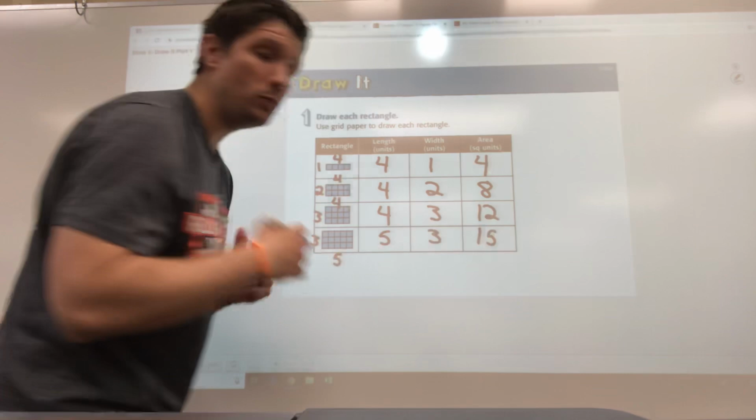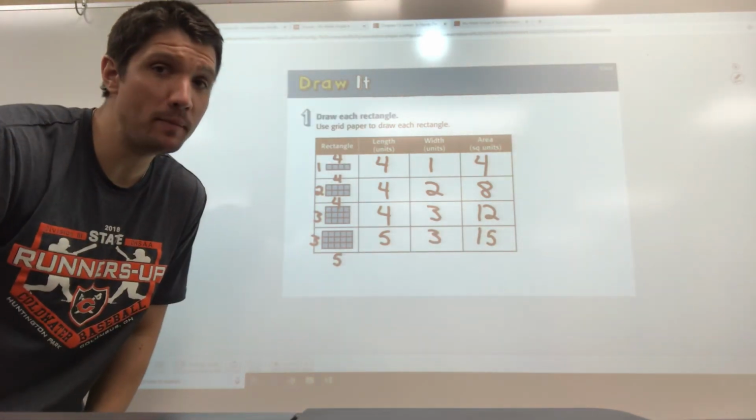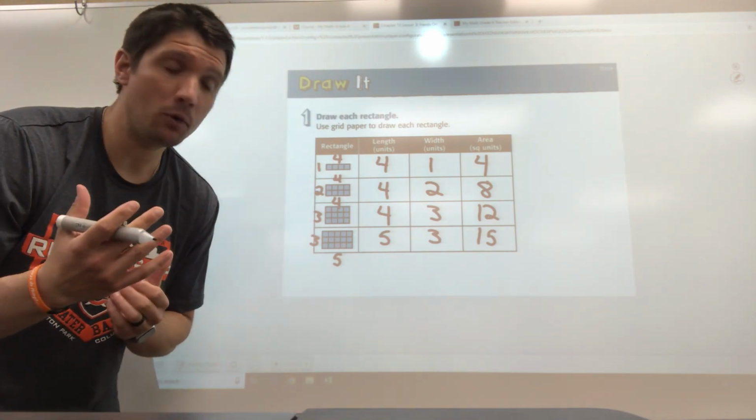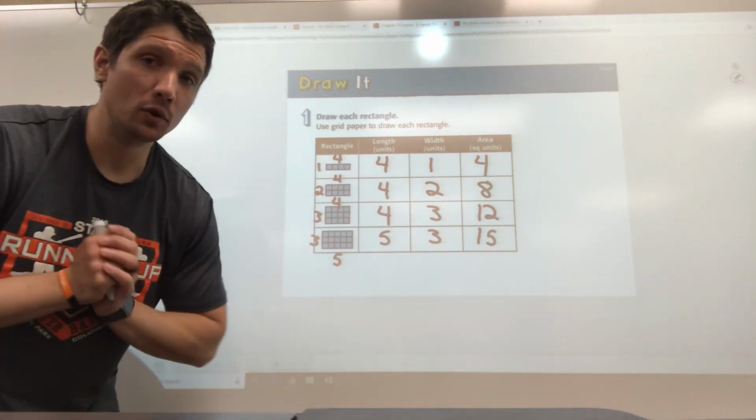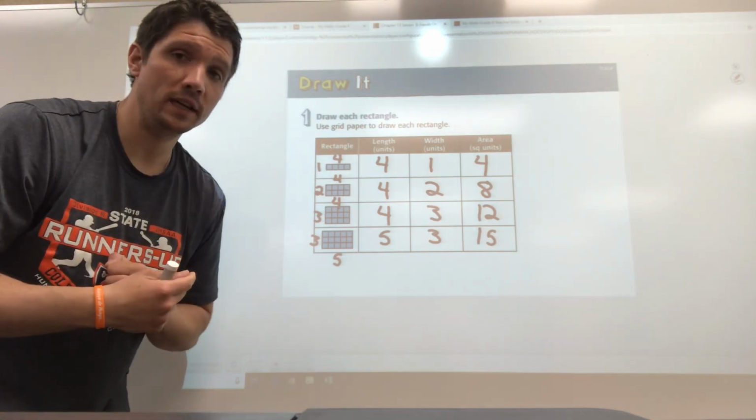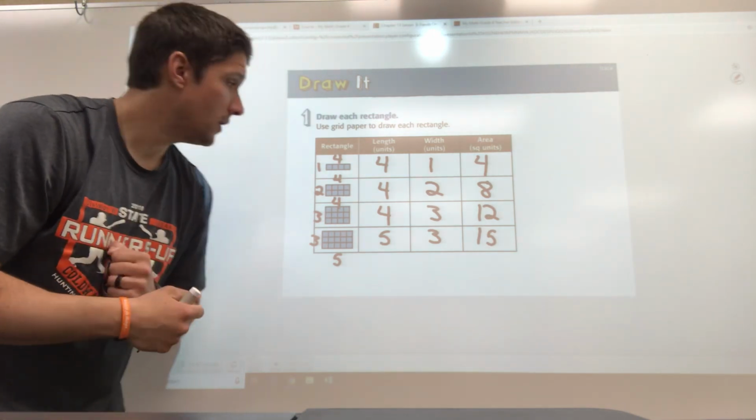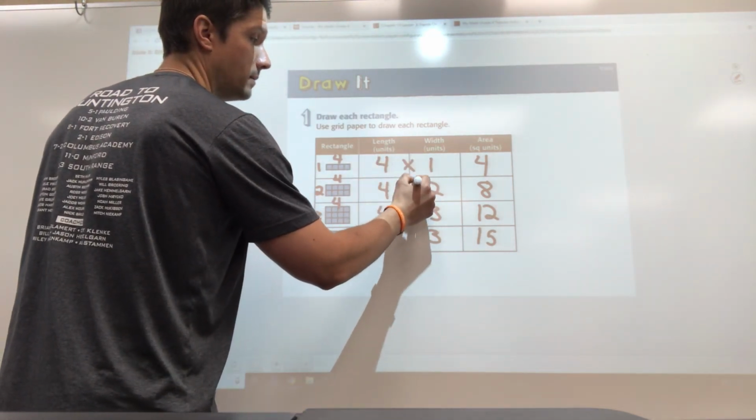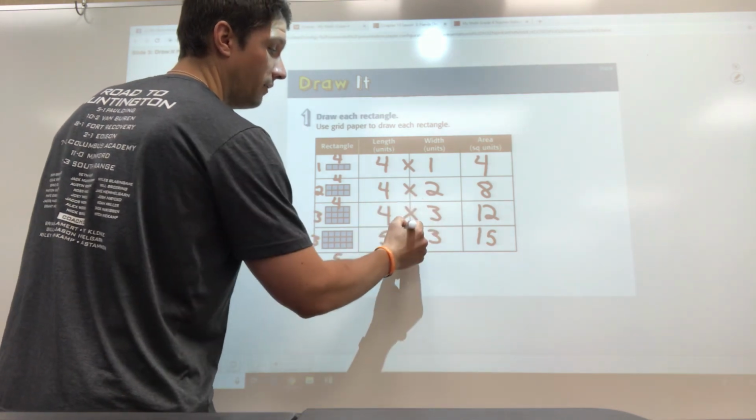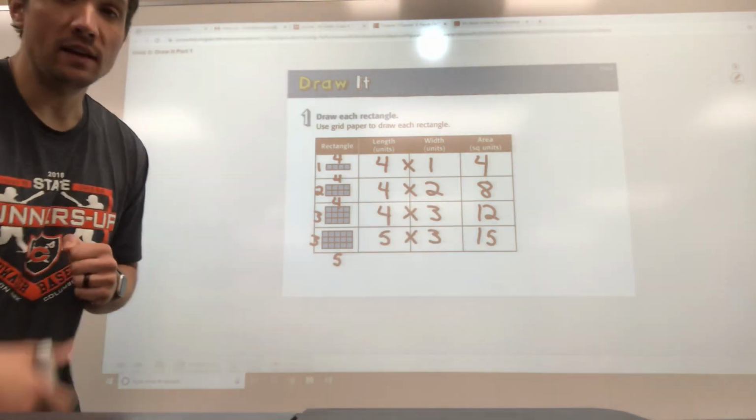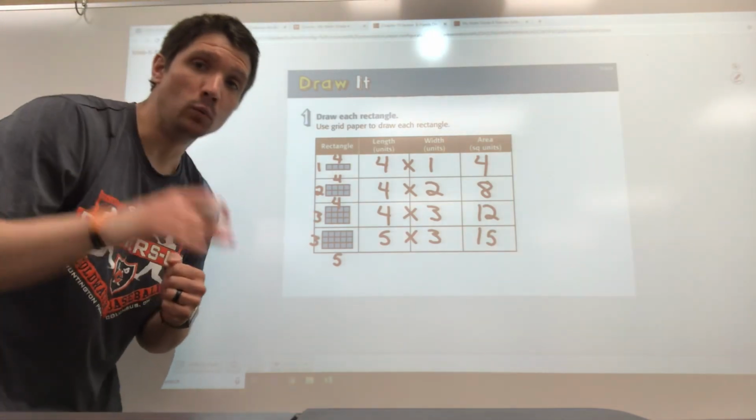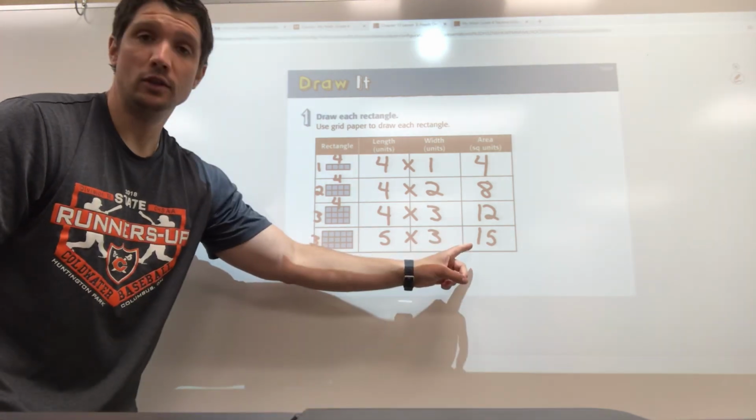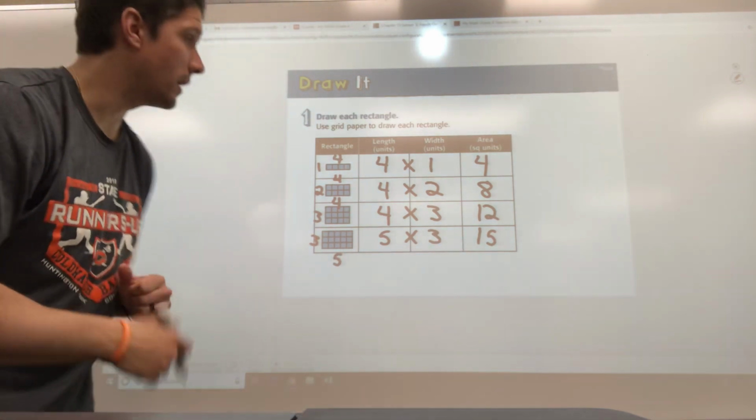Now, some of you may have noticed there's a pattern here. And remember, I told you guys, think array. Do you remember when we multiplied the length and width of those arrays? That is also going to be our square units or our area. So if you look, if I take 4 times 1, I get 4. 4 times 2 is 8. 4 times 3 is 12. 5 times 3 is 15. If we multiply the length and the width of these rectangles or squares, we will find the total number of square units, the area.